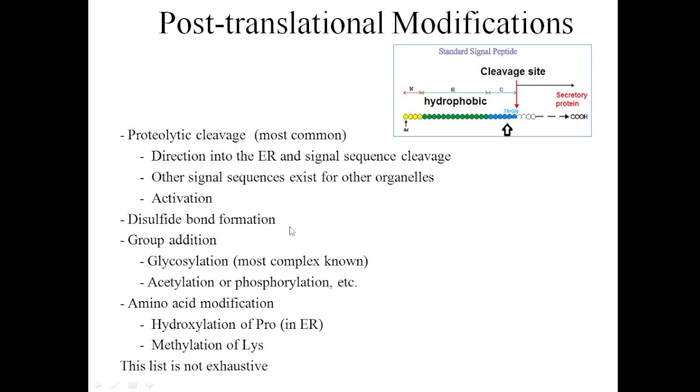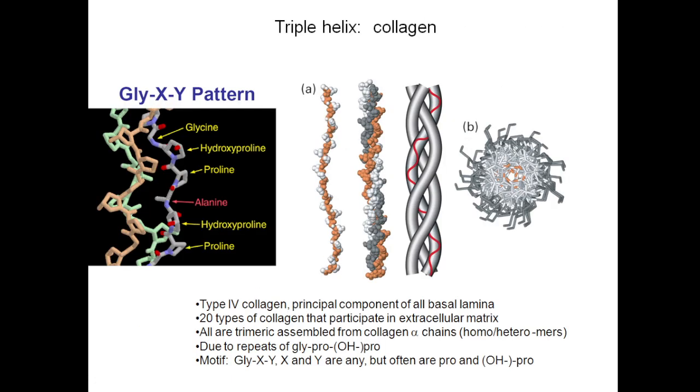Next, forming of disulfide bonds, and modification by special groups: glycosylation, acetylation if necessary. Phosphorylation is important for regulation of activity. And amino acid modifications, for example hydroxylation of proline, methylation of lysine, and multiple different variants. For example, modification of polypeptide chains.